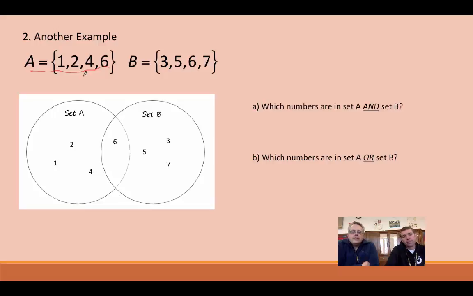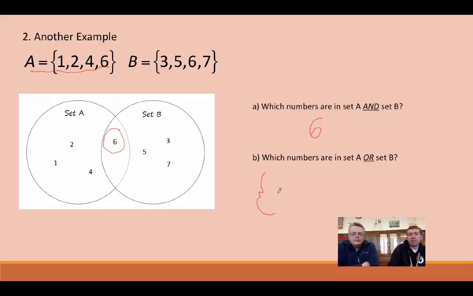Which numbers are in set A and set B? The numbers that are in both. There's one number that's in both: 6. We just look for what's in both. And the second one, which numbers are in set A or set B? That's all the numbers that are in at least one of them. That would be all, and this is the union. Mr. Lewis, get busy writing those.